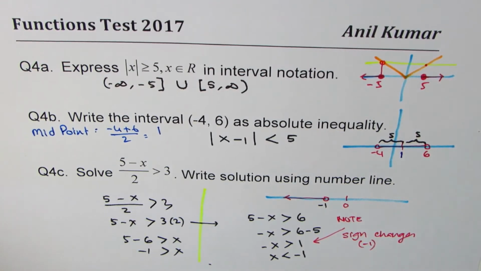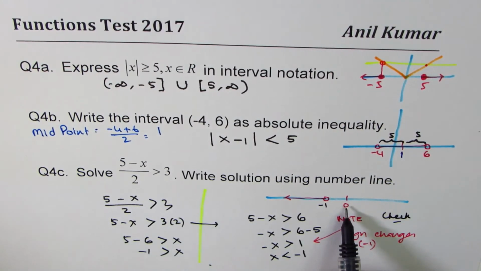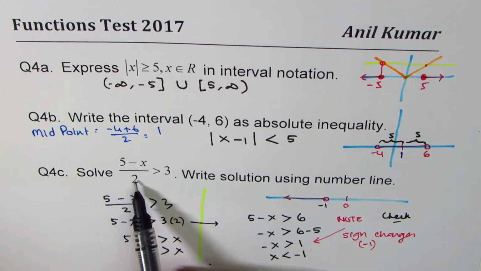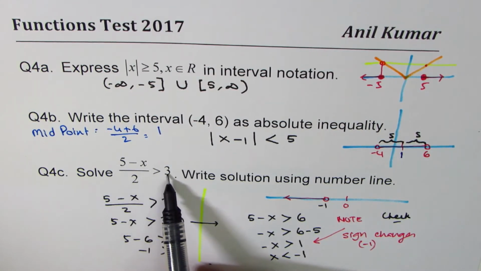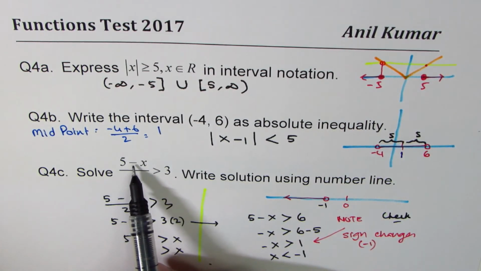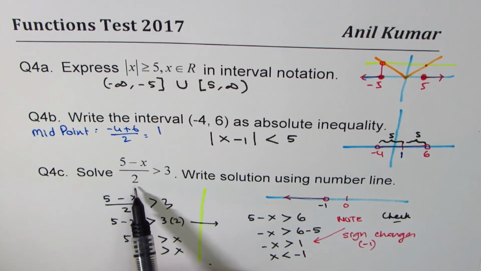Second thing you could do is check your result. You know 0 is not a solution. So if I put 0 here, 5 divided by 2 is 2.5, which is not greater than 3. So that works, right? So 0 is not a solution. So you could just check that out. Or if I put minus 2, minus minus becomes plus, 5 plus 2 is 7. 7 divided by 2 is 3.5, which is greater than 3. It works. So you could check your solution. It's always a good idea.